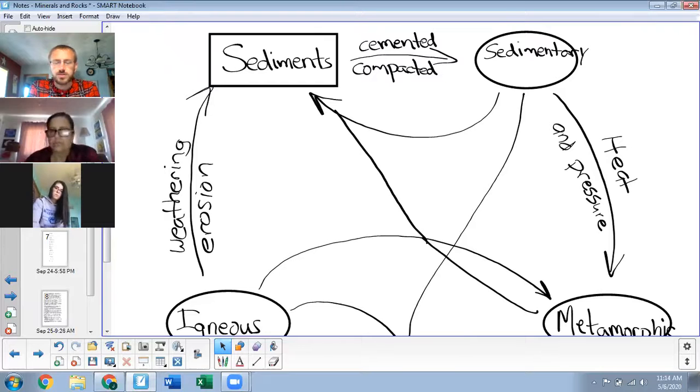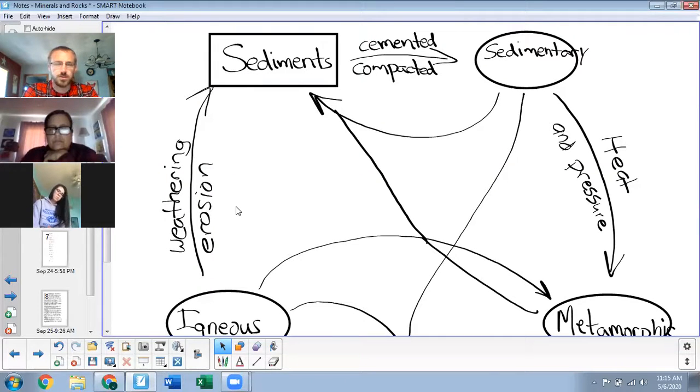And then the arrows. The ones in the middle aren't labeled, but you technically could. And I'll talk about that later here. The ones around the outside are labeled. And the arrows represent processes or things that can happen to rocks throughout their lifetime. So if I'm going to go from a sedimentary rock to a metamorphic rock, I have to experience heat and pressure. If I'm going to go from an igneous rock to a sediment, I have to go through weathering and erosion.